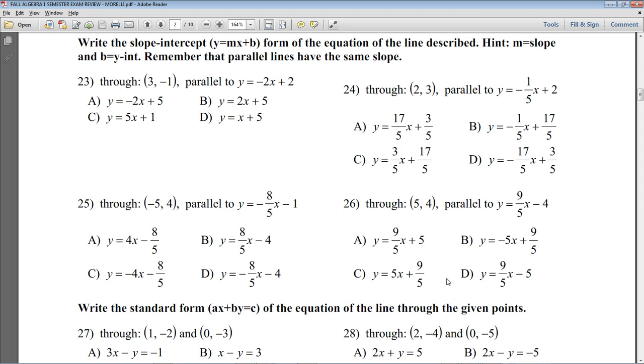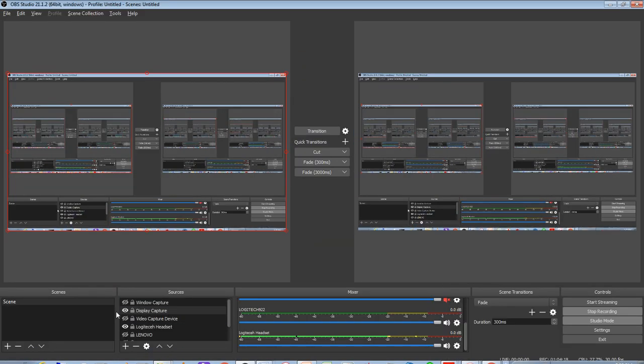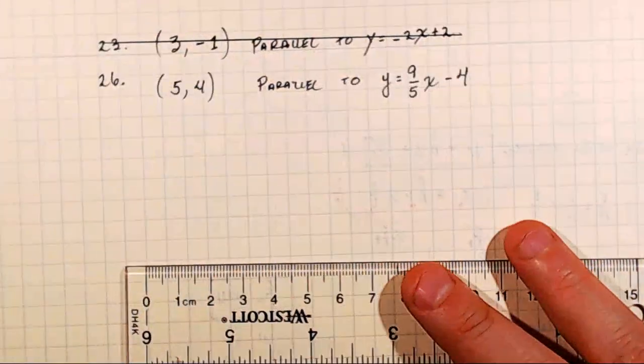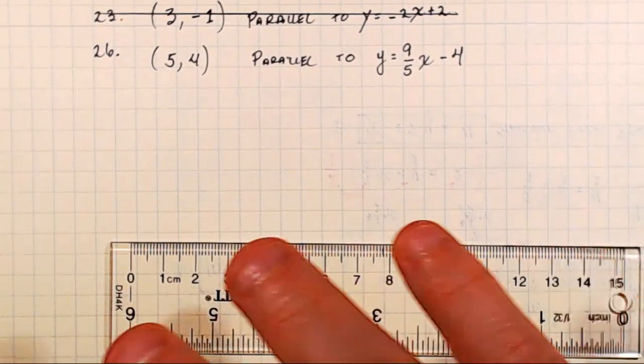So I'm going to skip number 23. I mean, we already kind of answered it. And we'll write instead down number 26. Okay, we're given 5, 4. And we're asked to find the equation parallel to y equals 9/5 x minus 4. Okay, so this is number 26. This will be more beneficial to you. Okay, so let's get to work here.